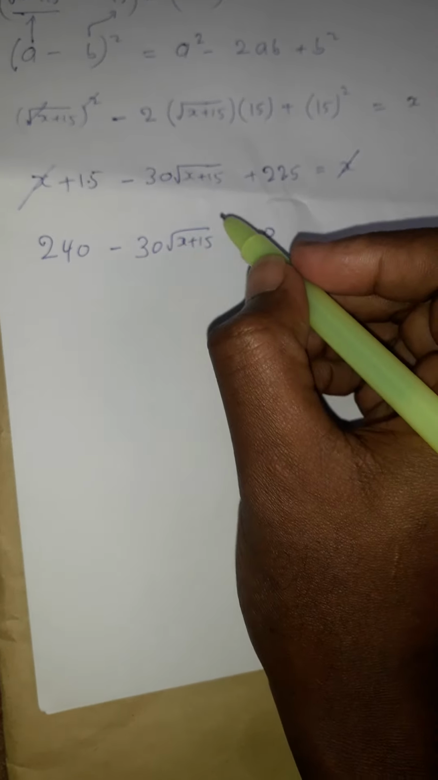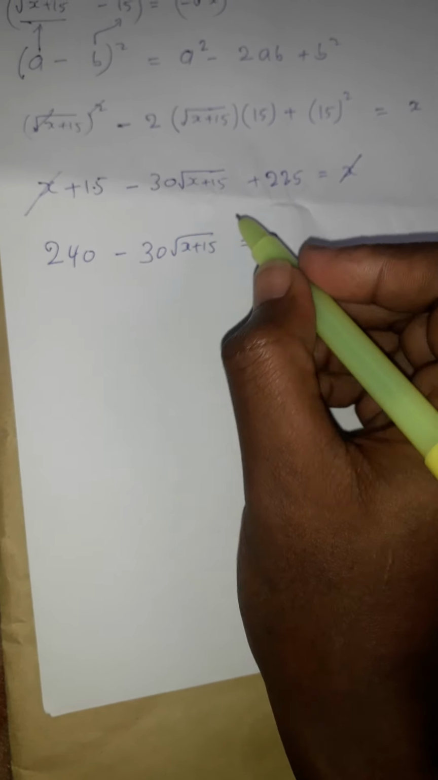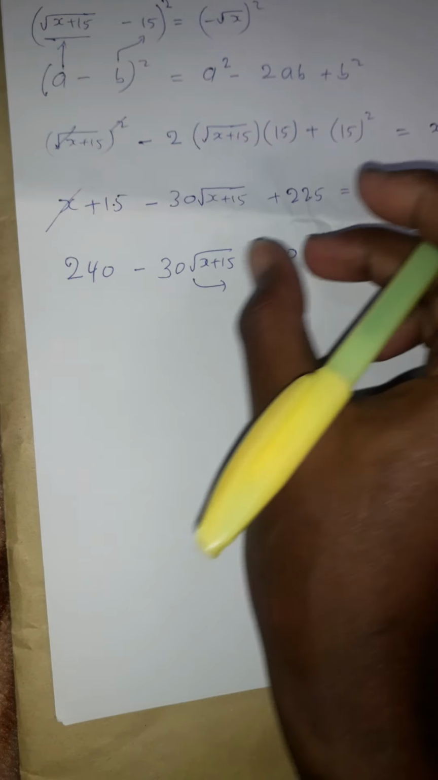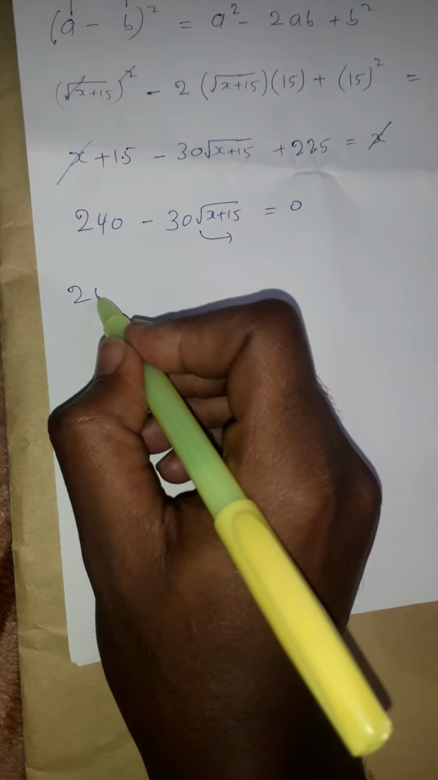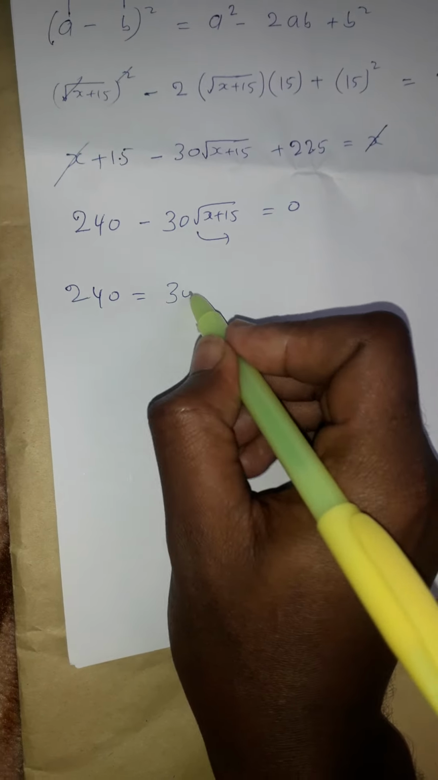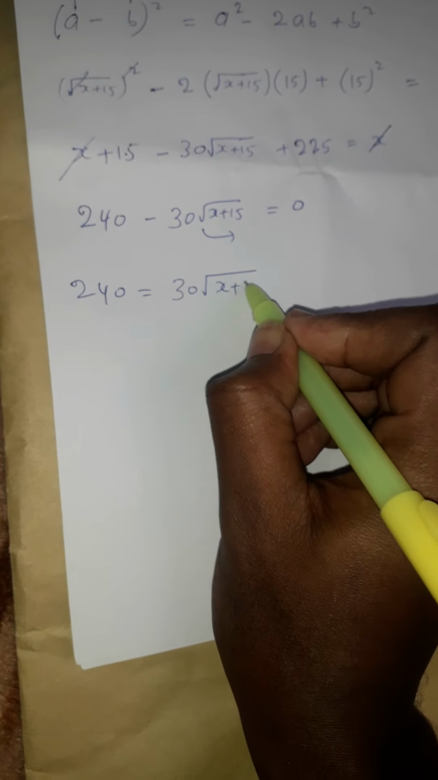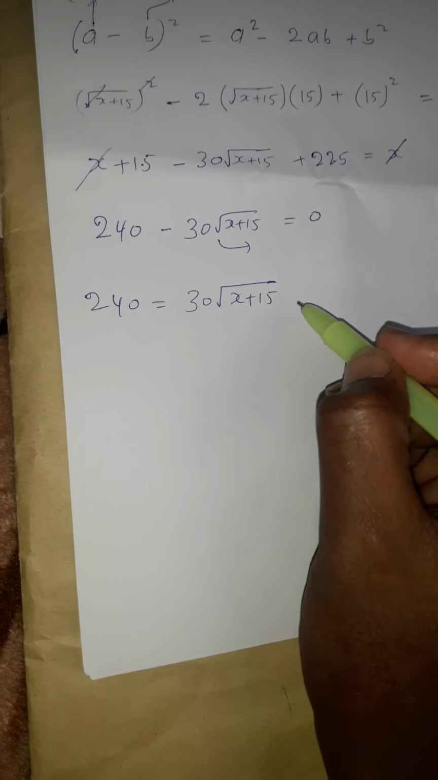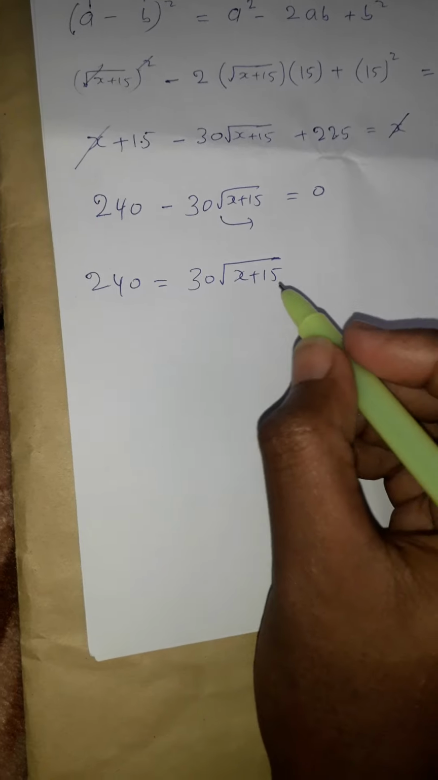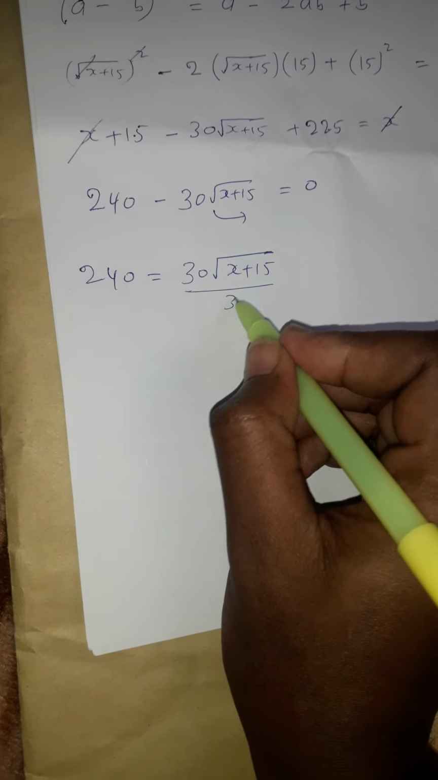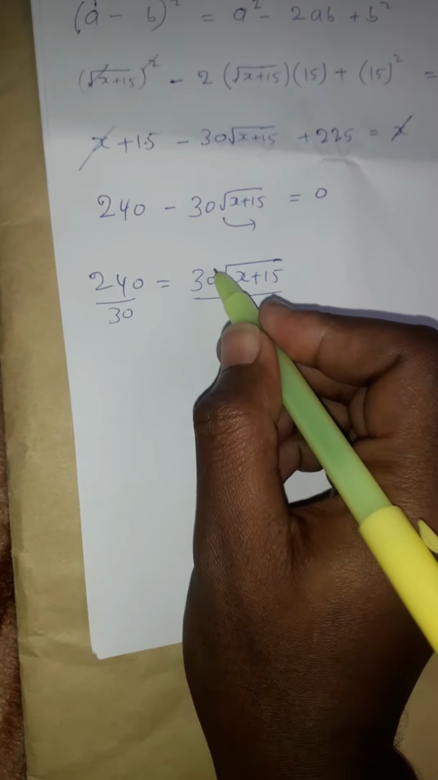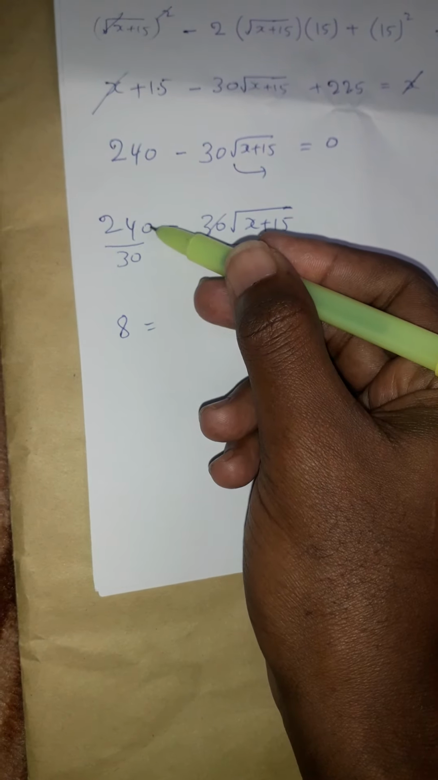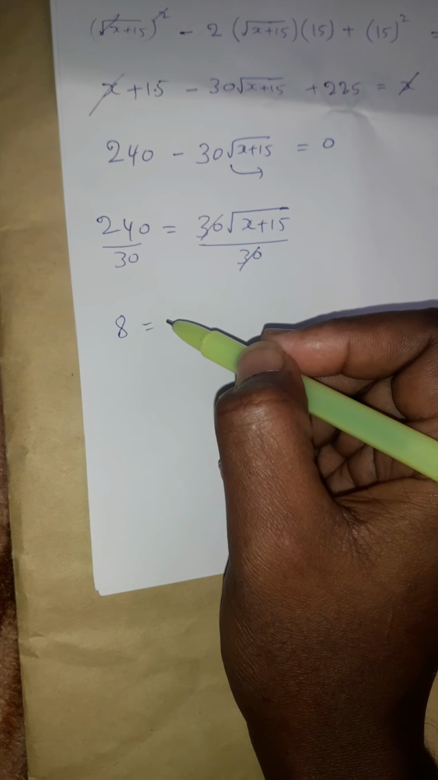So move this term to the other side. So you are left with 240 equals 30 times root (x plus 15). To get rid of the root, you have to square both sides again. Wait, before squaring both sides, I have to divide both sides by 30 to eliminate this number. So 30 cancels with 30, and you are left with 8. If you divide 240 by 30, you get 8.